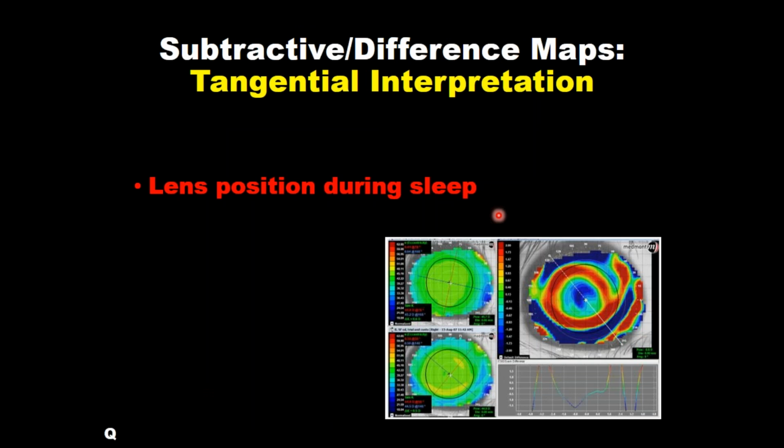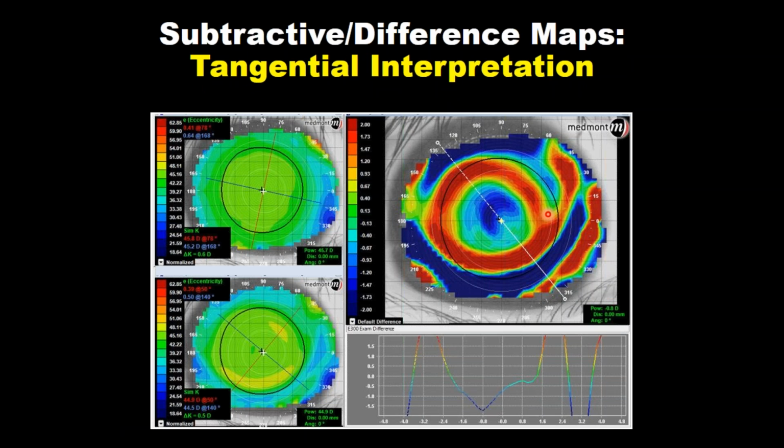The tangential map tells us one very important thing, but only one thing, and that's what is the position of the Ortho-k lens or the CRT lens during sleep. So how do we do that? Let's pull up the larger view and we look at this red ring of paracentral steepening in relationship with the black pupil. And where would you say this lens is centering? We've got the entire red ring inside the black pupil margin down here at 4 or 5 o'clock. We've got part of the red ring above the pupil at around 10 or 11 o'clock.